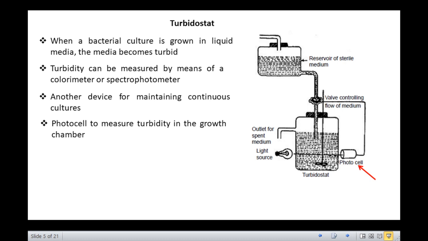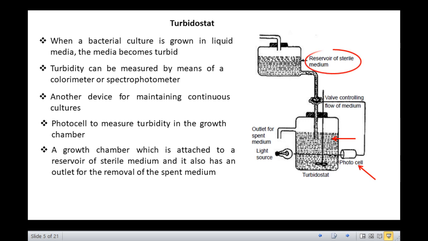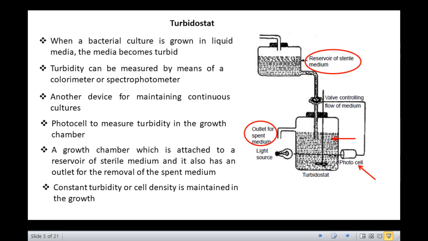Like the chemostat, it has a growth chamber which is attached to a reservoir of sterile medium, and it also has an outlet for removal of the spent medium. The flow rate of the fresh medium into the growth chamber is adjusted in such a way that constant turbidity or cell density is maintained in the growth chamber. Unlike the chemostat, the culture medium does not have a limiting nutrient and also does not have a constant dilution rate. The turbidostat operates best at high dilution rates.